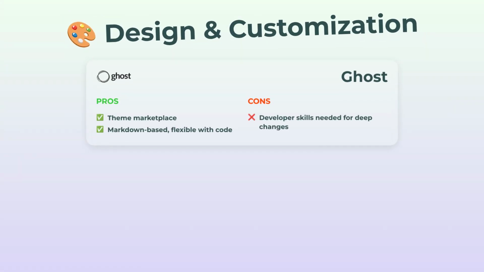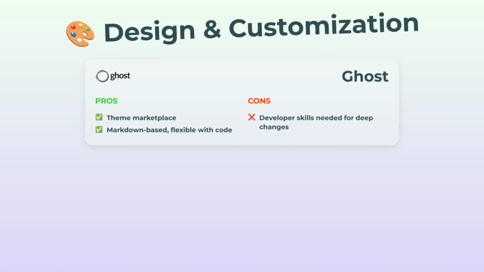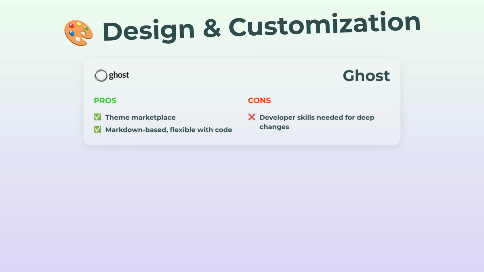Okay, design and customization. This is where you'll see a big divide. Ghost has a bunch of themes you can buy or use, and if you love Markdown and don't mind dipping into code, you can do a lot. But deep changes, you're probably going to need some developer skills.